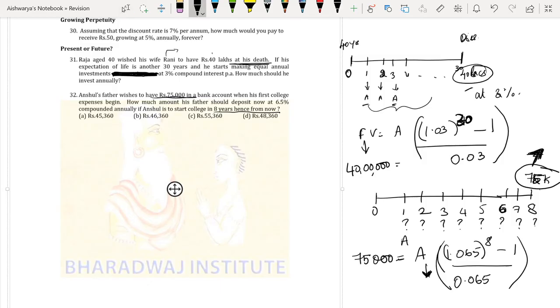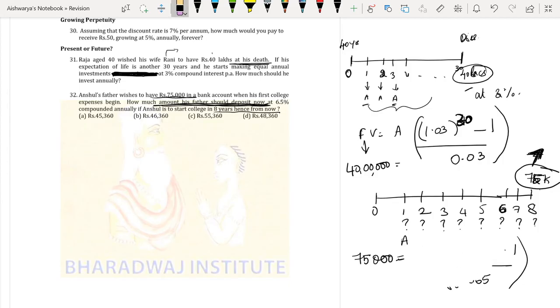Anshul's father wishes to have rupees 75,000 in his bank account when his first college expenses begin. How much amount should his father deposit now? Correct. How much should he deposit now? It's a future value, but not this formula. You're right. It should be a single investment question. Correct. It is a future value with a single investment. Then there are no 8 installments. Suppose if it was 8 installments, then you would do it this way. There are no 8 installments.